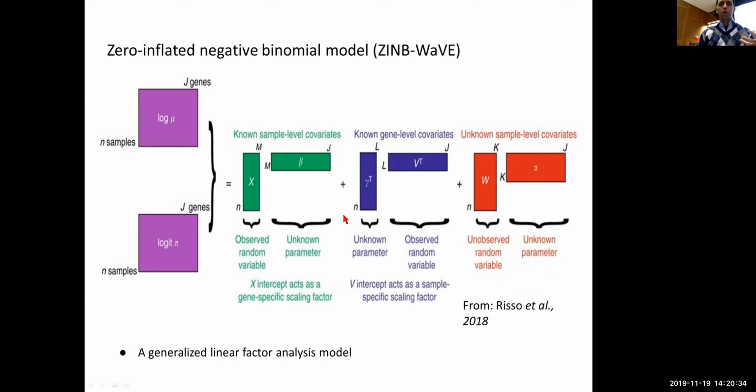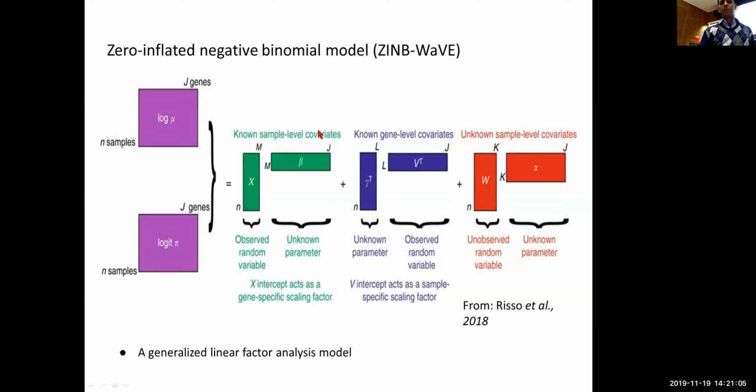You can also use more complex and more sophisticated models for doing this, beyond just simple linear models. You can look at negative binomial models that are zero inflated, that allow you to capture this abundance of zeros. You can separate out this matrix of genes by cells into both known covariates and how they decompose it, or unknown covariates.